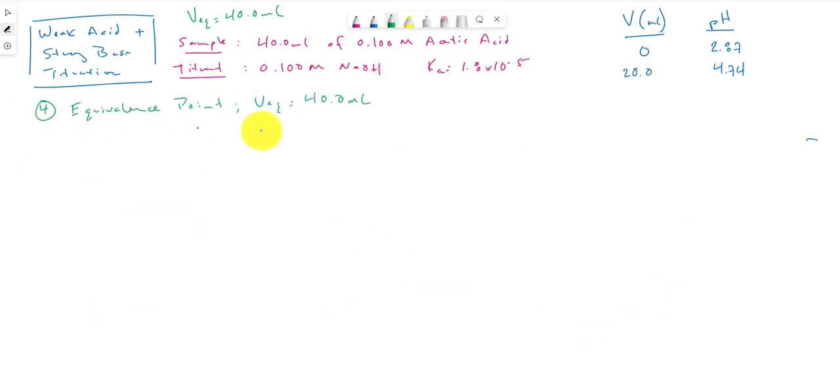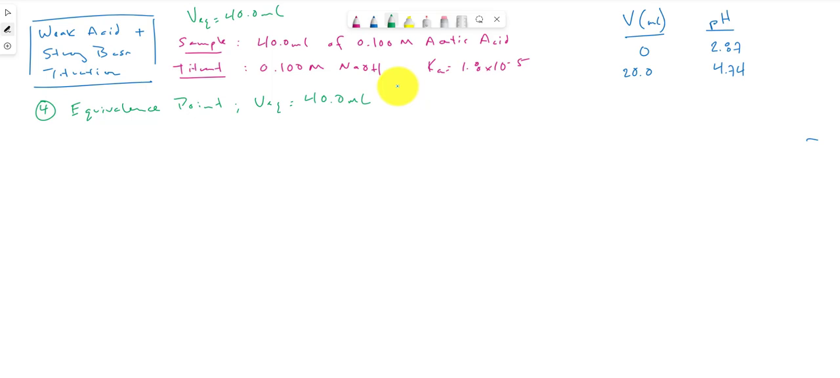Okay, so the next phase of the titration curve is the equivalence point, and we've already determined that the volume at equivalence is 40 mL. That means it takes exactly 40 mL of NaOH at 0.1 molar to completely neutralize all of that acetic acid in solution, but no more. So this is the exact stoichiometric equivalence. What we're trying to figure out is the pH of that system.